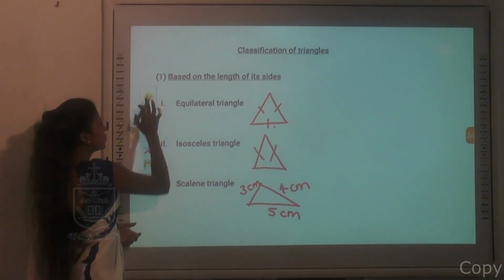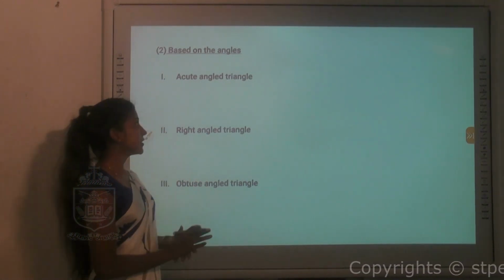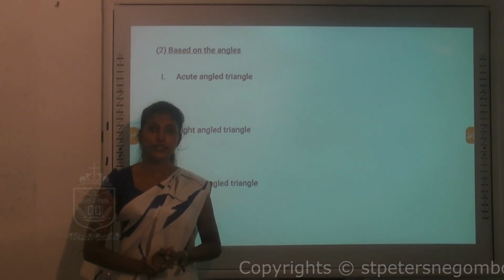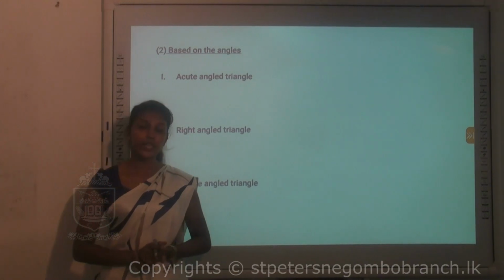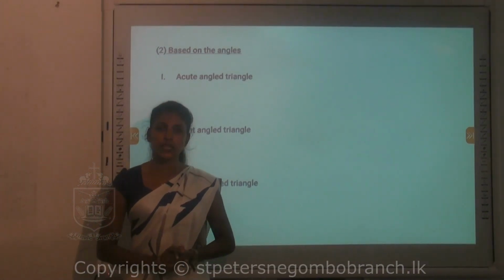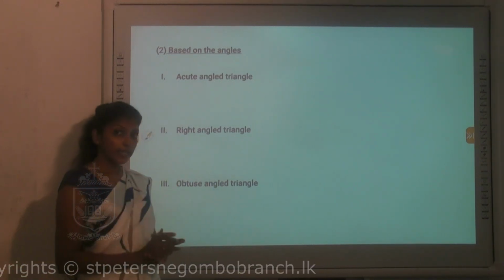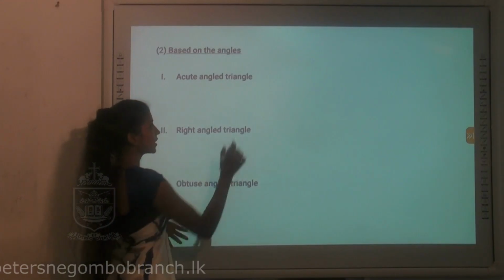So next we move to the classification based on angle. Under this classification, there are three types of triangles, that is acute angle triangle, right angle triangle and obtuse angle triangle. What do you mean by an acute angle? An acute angle means an angle less than 90 degrees. So, an acute angle triangle is formed using three acute angles like this.